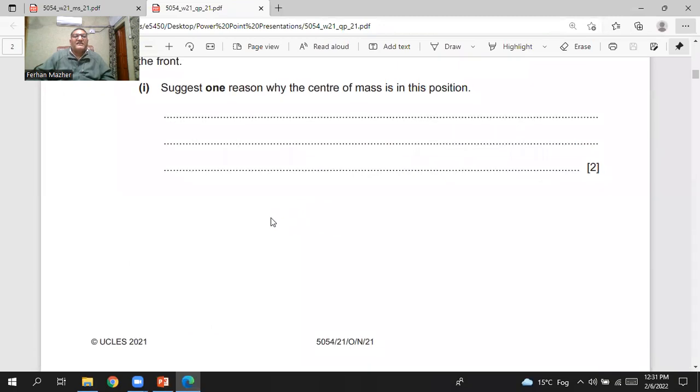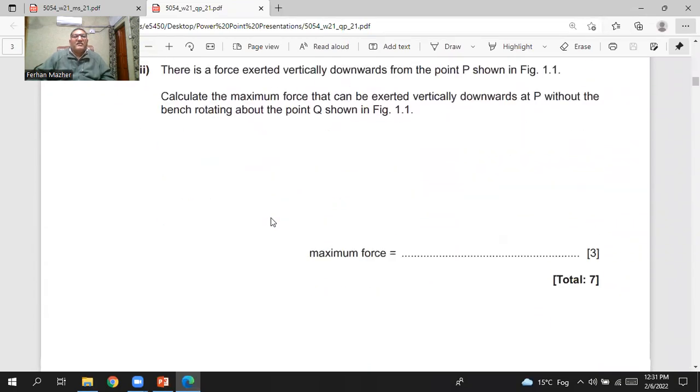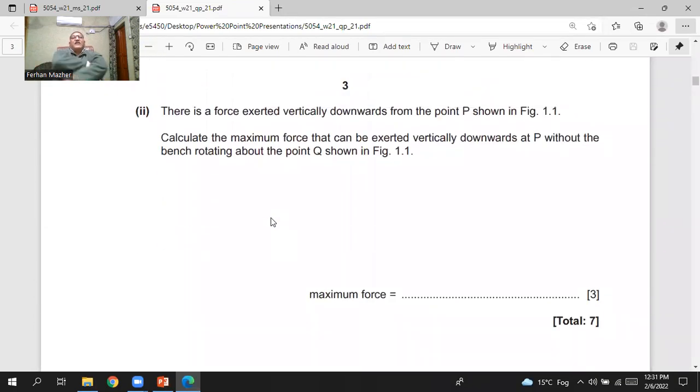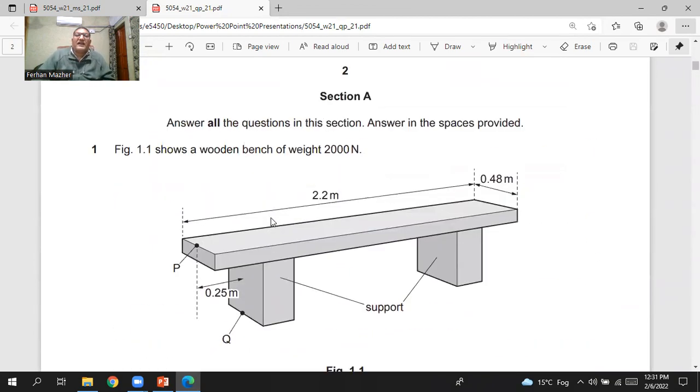In the next part, they say there is a force exerted vertically downward at the point P shown in figure 1.1. Calculate the maximum force that can be exerted vertically downward at P without the bench rotating about the point Q shown in figure 1.1. It's a 3 marks numerical. So let me show you that diagram.